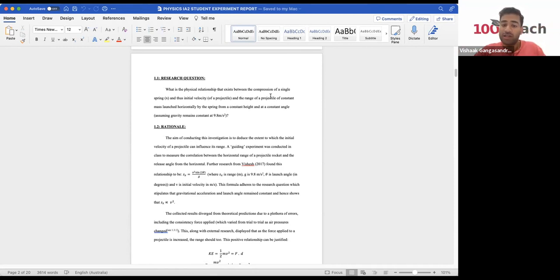And the range of a projectile in meters of constant mass launched horizontally by the spring from a constant height and a constant angle, assuming gravity remains constant at 9.8 meters per second squared. So I know it's very pedantic, but including as many details as possible is really, really good.